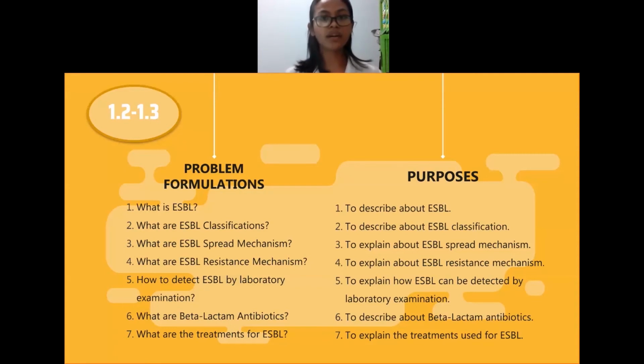The purposes are: first, to describe ESBL. Second, to describe ESBL classification. Third, to explain the ESBL spread mechanism. Fourth, to explain the ESBL resistance mechanism. Fifth, to explain how ESBL can be detected by laboratory examination. Sixth, to describe beta-lactam antibiotics. And the last, to explain the treatments used for ESBL.